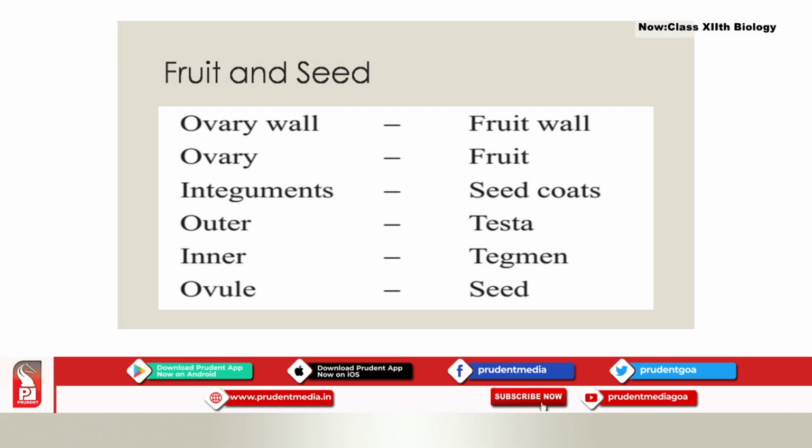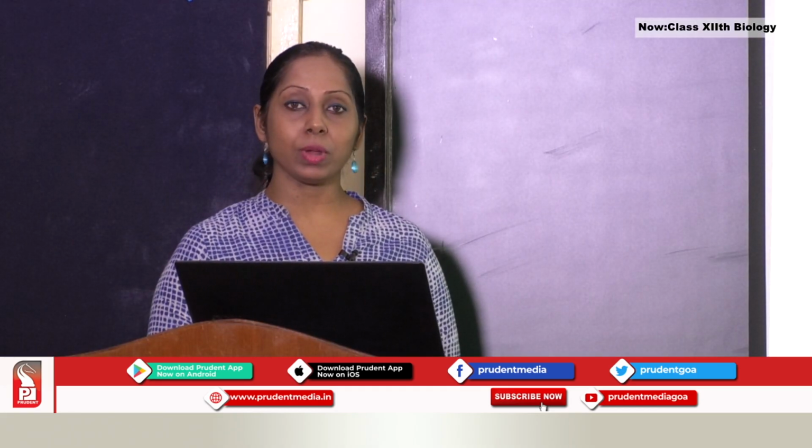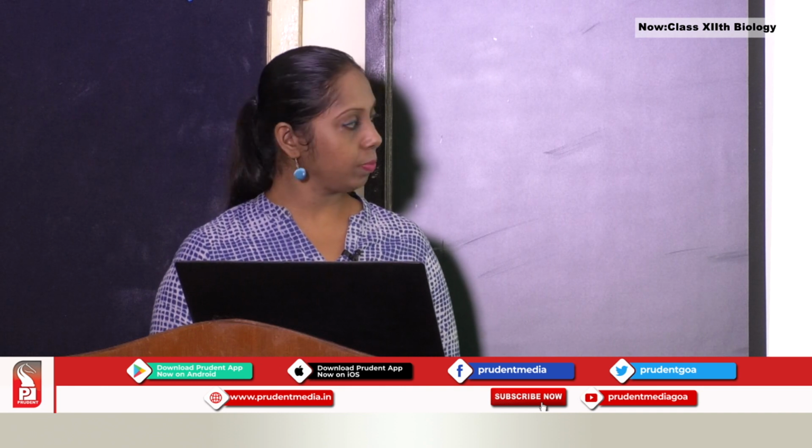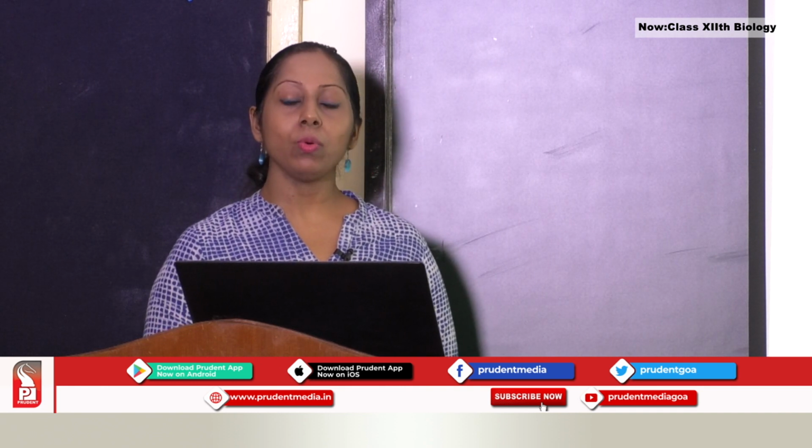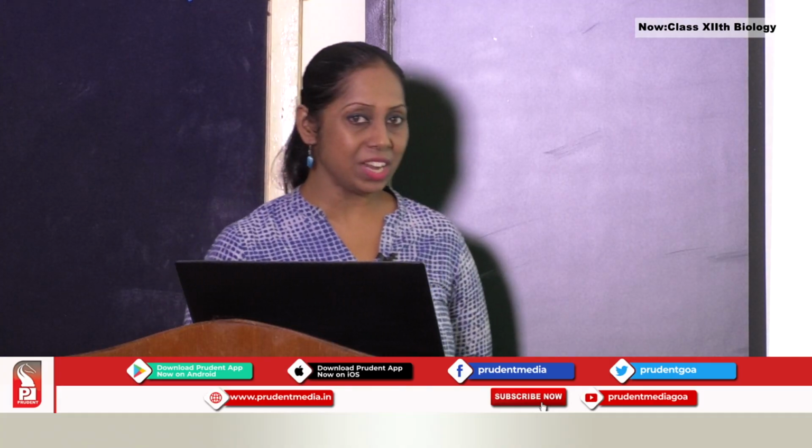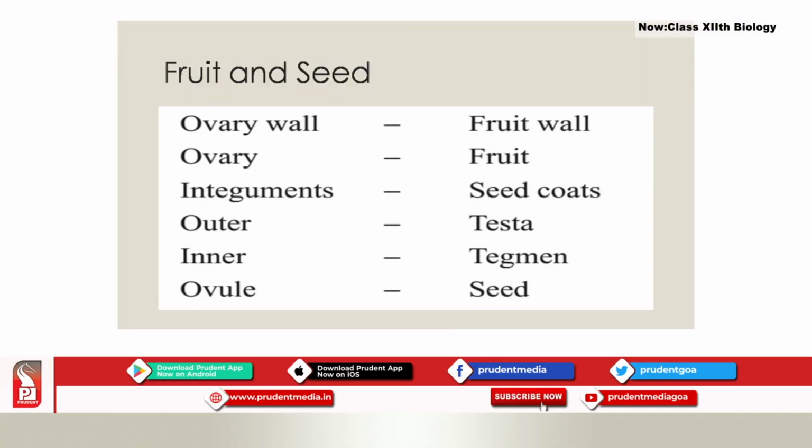The ovary now becomes the fruit. The integuments of the ovule, the outer and the inner integument, remember, they go on to become the seed coats of the seed, the outer two coats of the seed. So the outer integument becomes the testa or the outer seed coat. The inner integument becomes the tegmen, also known as the inner seed coat. And the ovule now gets transformed into the seed, which is carrying the developing embryo inside it.